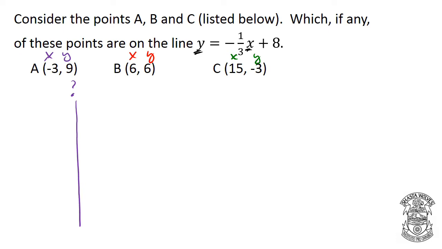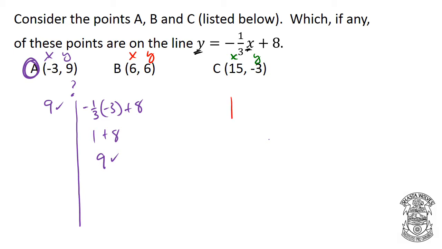So for the first one, it says that y is 9, so I'm going to place a 9 on this side. And on the other side, I'm going to look at negative 1/3 times x, which is negative 3, and then I'm going to add 8 to it. So I'm doing exactly what the equation says. Let's evaluate the right-hand side. Negative 1/3 times negative 3 is a positive 1, and 1 plus 8 is 9. So because these are both the same number, A is on the line. Negative 3, 9 is on the line.